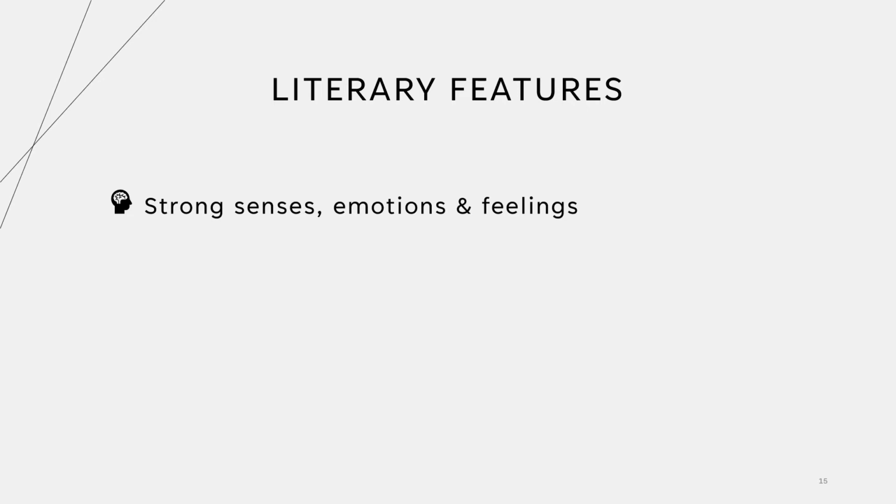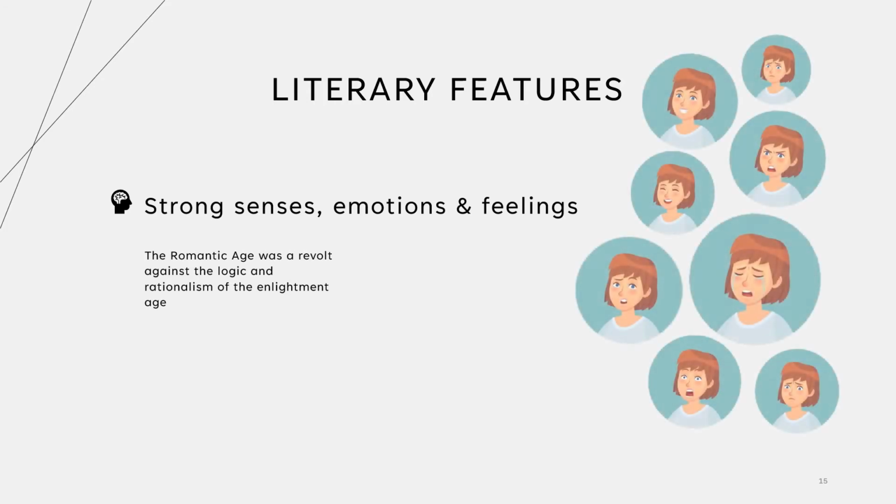Number 3. Strong senses, emotions and feelings. So, the Romantic Age was a revolt against the logic and rationalism of the Age of Enlightenment. Therefore, feelings and emotions gained center stage in the Romantic Age.